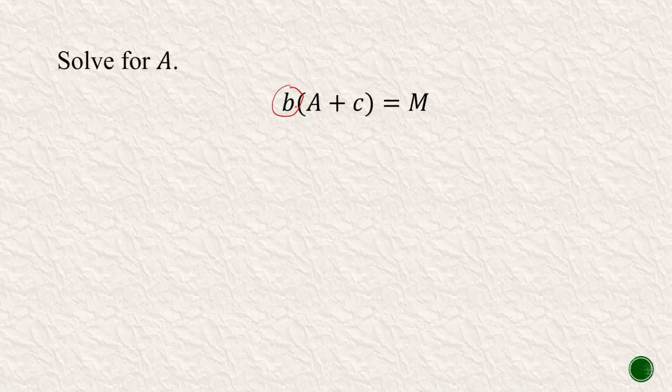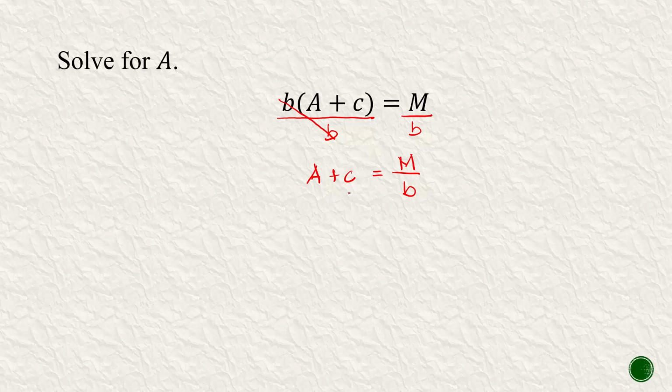Alright? So how? The inverse operation of multiplication, or the opposite operation of multiplication, which is division. So I'll divide both sides by B. This cancels out. So now I will have capital letter A plus C equals M over B. So now I need to worry only about C. And if you notice, I just removed the parenthesis now. Okay, you can do that because there's no other thing outside of the sum of A plus C.